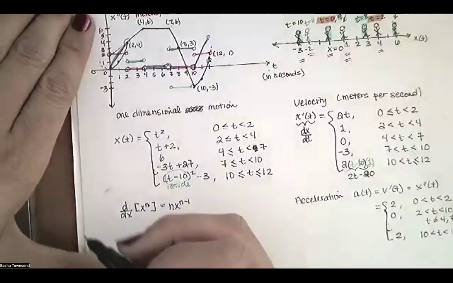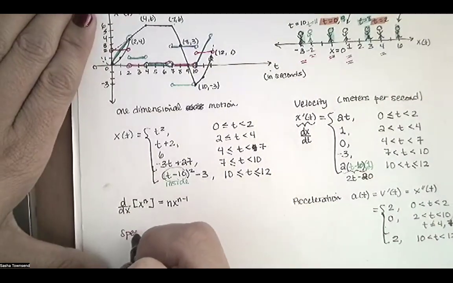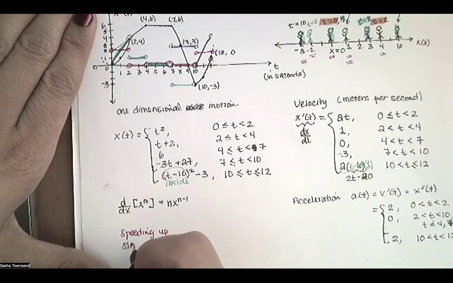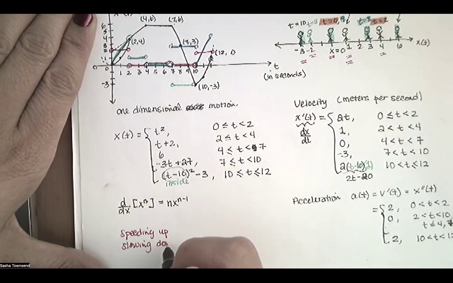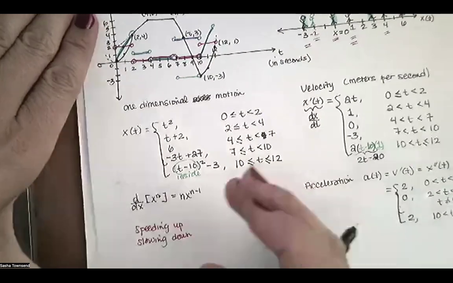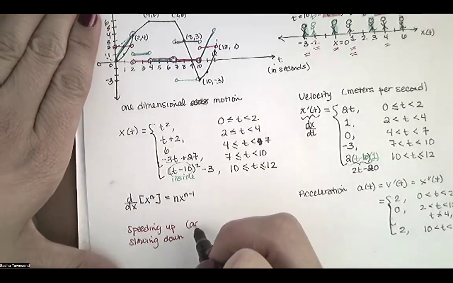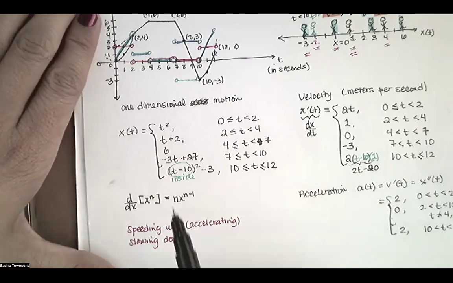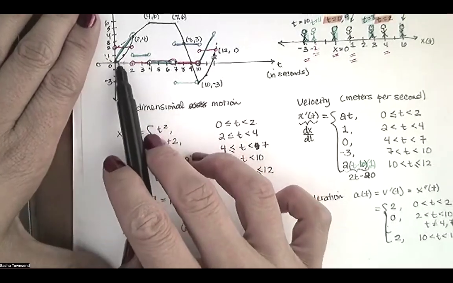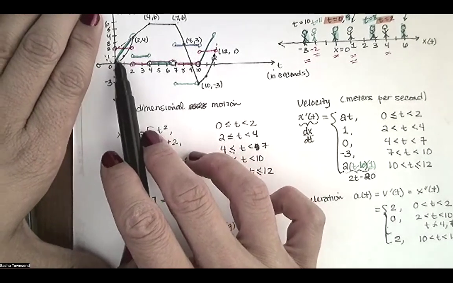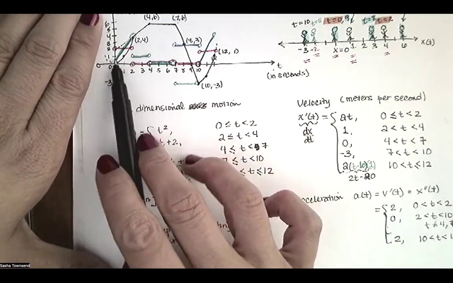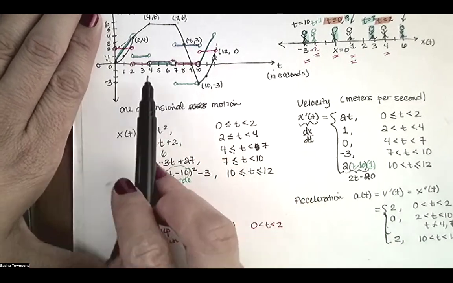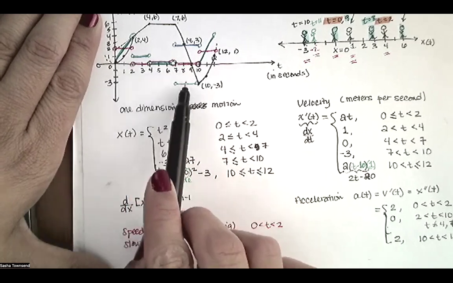So you might ask, okay, when is the person speeding up? When is the person slowing down? Speeding up, we have a tendency to think of accelerating. The speed or the velocity is increasing. Speed and velocity are increasing on this interval from 0 to 2. And then the velocity is constant here and here and here.